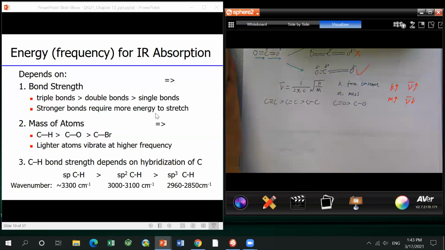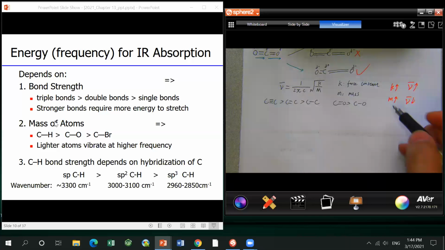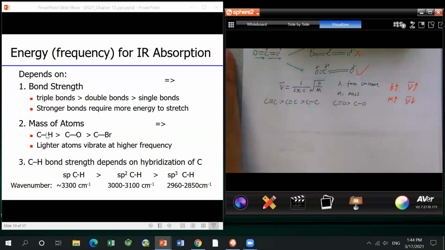A stronger bond requires more energy to stretch, and so has higher frequency. Then, coming to the mass of the atom, from here we understand that the higher the mass, the lower the frequency. That's true for IR absorption. For example, for the bonds C-H, C-O, and C-Br, hydrogen has the lowest mass and the highest frequency, followed by C-O, and then C-Br. In other words, lighter atoms vibrate at higher frequency.